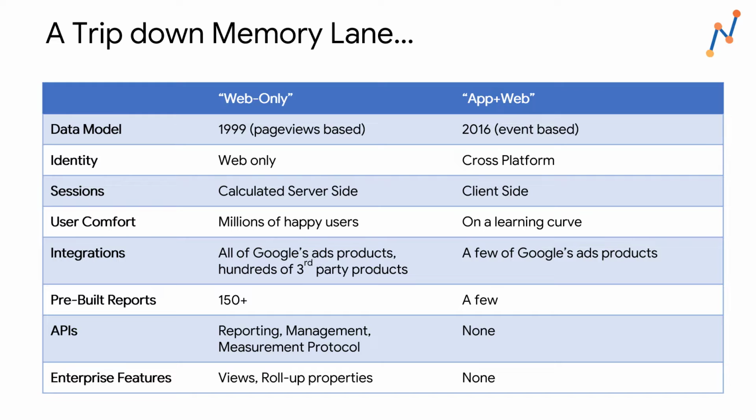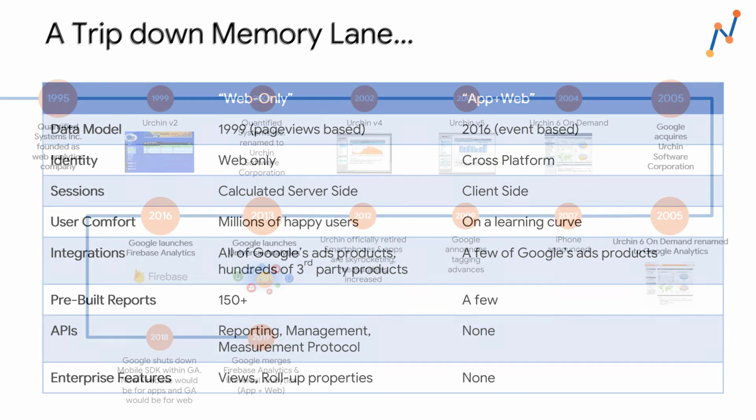And from an enterprise perspective, the web-only product has some important enterprise constructs, like the idea to create views that segment data based on different people within the company and their ability to access certain kinds of data. And then there's this concept of roll-up properties, where you can aggregate different properties reporting into a central hub. App and web didn't have that.